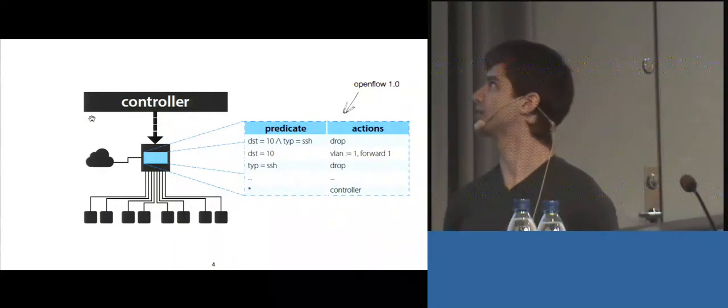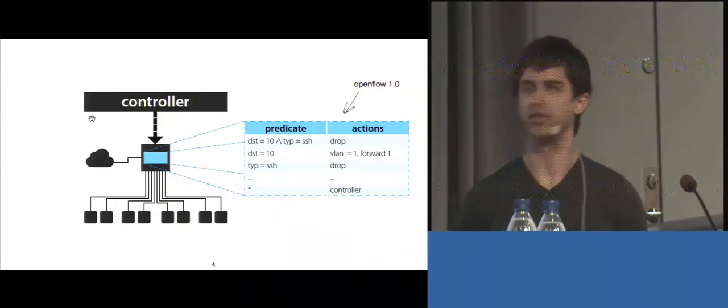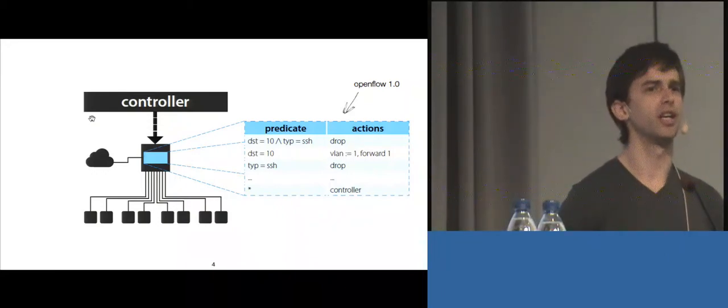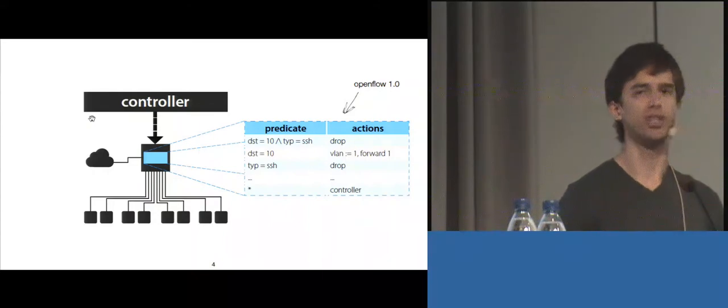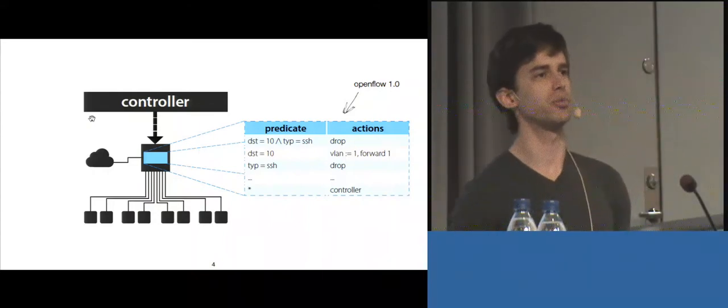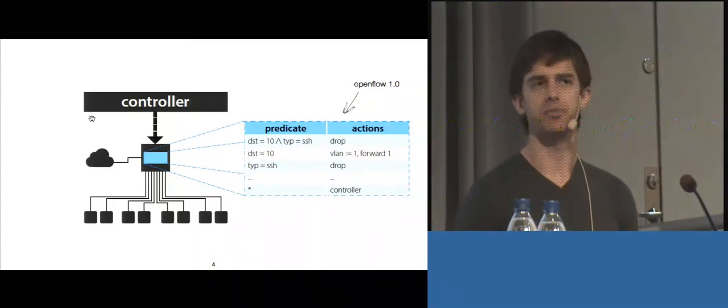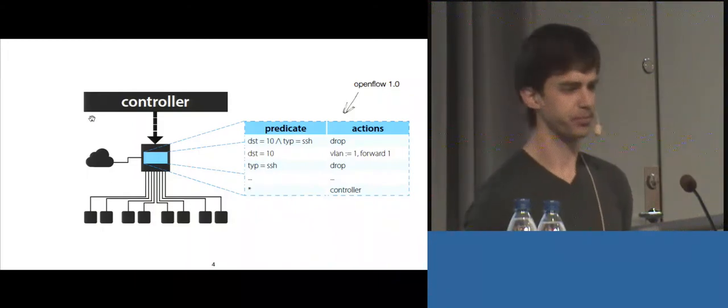It's a table of prioritized rules, where each rule is a combination of a predicate, which matches on potentially any of the fields in a packet header, and some listed actions, which could potentially modify any of the fields, duplicate the packet, and of course forward it or drop it.